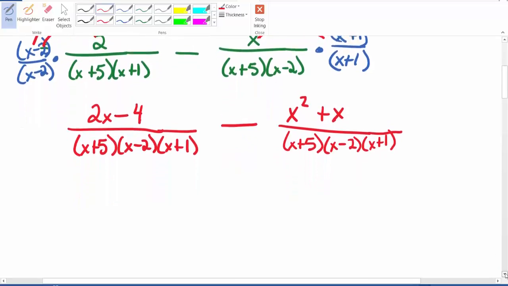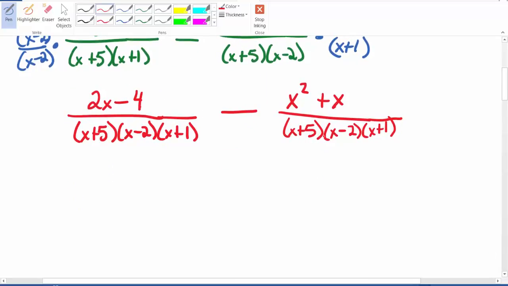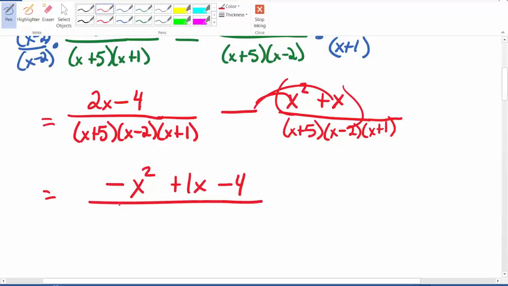Finally, what we want to do is combine our tops. Now, if they have that same bottom, we can subtract the tops, or add the tops if you want to look at it like that. And when we do that, we end up with negative. It's important to note that that negative is being applied to both items. We get negative x squared, because there's no other x squared over here. We have 2x minus x, which gives us plus 1x. And then we just have negative 4, nothing can be combined with it, so it's just negative 4. This is all over x plus 5 times x minus 2 times x plus 1.